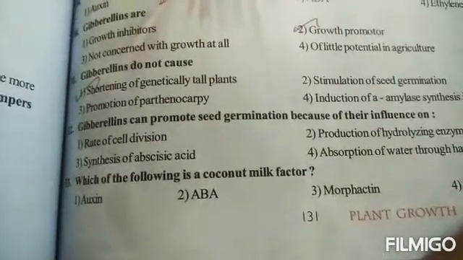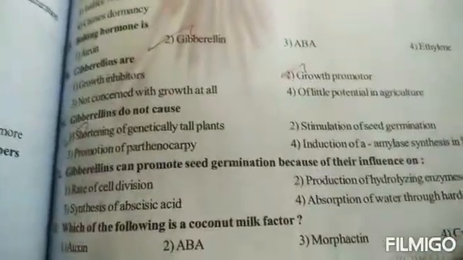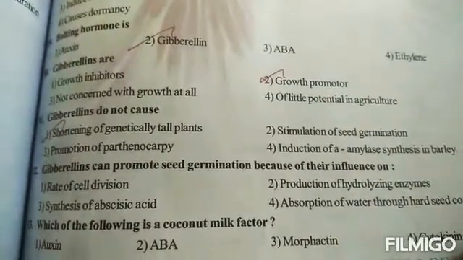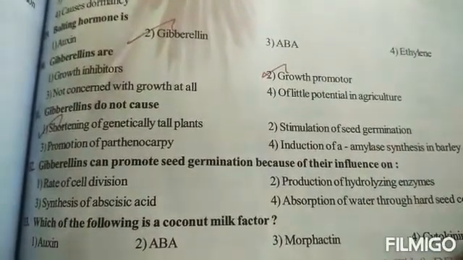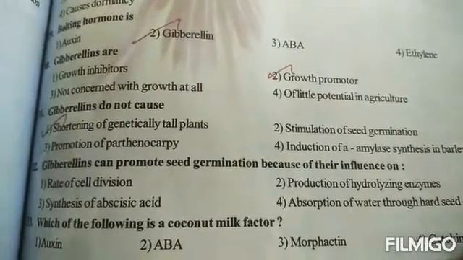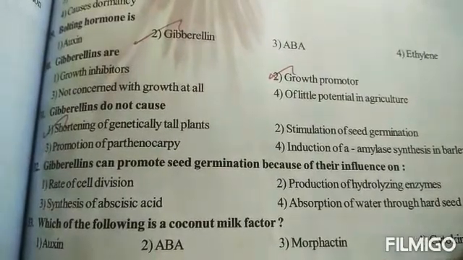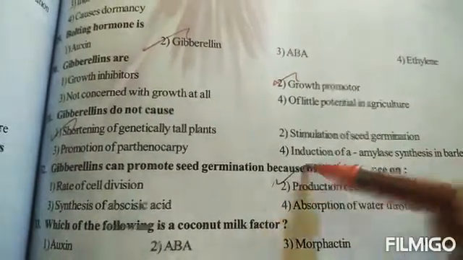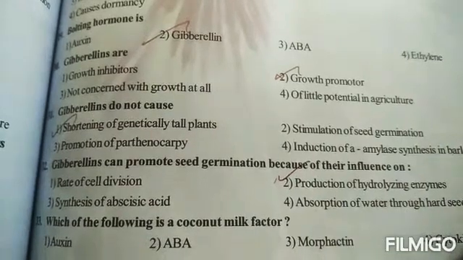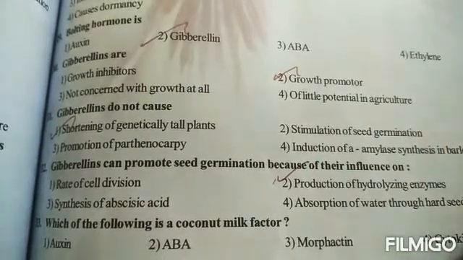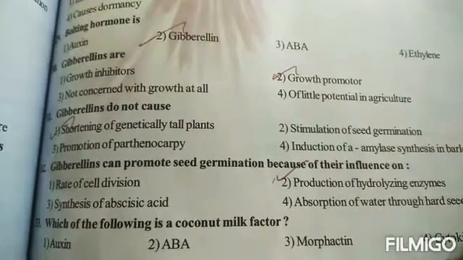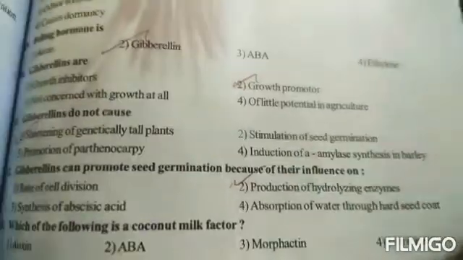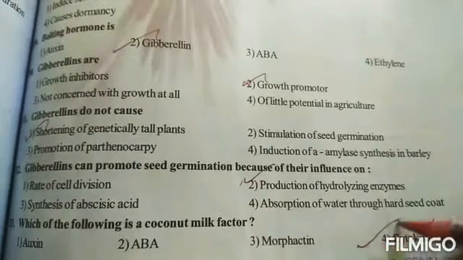Gibberellins can promote seed germination because of their influence on rate of cell division, production of hydrolyzing enzymes, synthesis of abscisic acid, absorption of water through hard seed coat. And the answer is option 2, production of hydrolyzing enzymes. Which of the following is a coconut milk factor? Auxin, ABA, morphactin, cytokinin. And the answer is cytokinin.